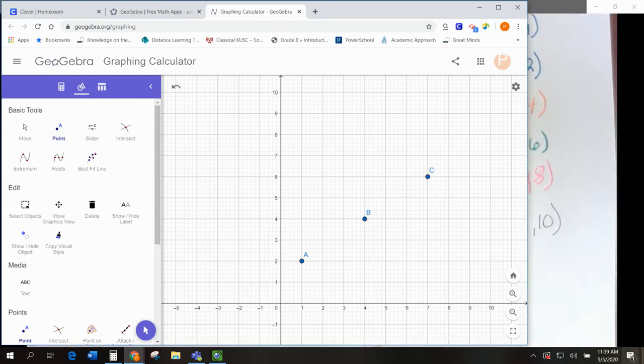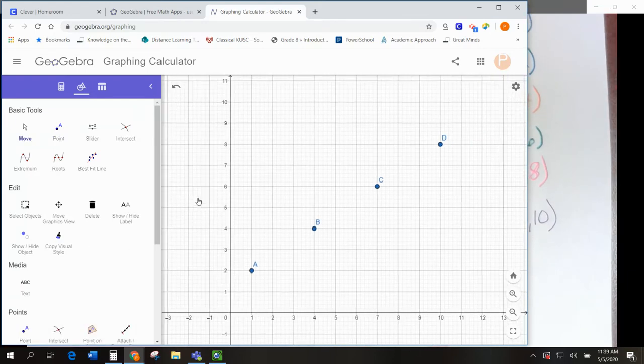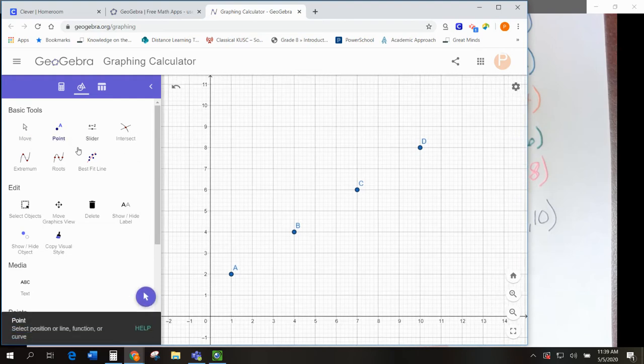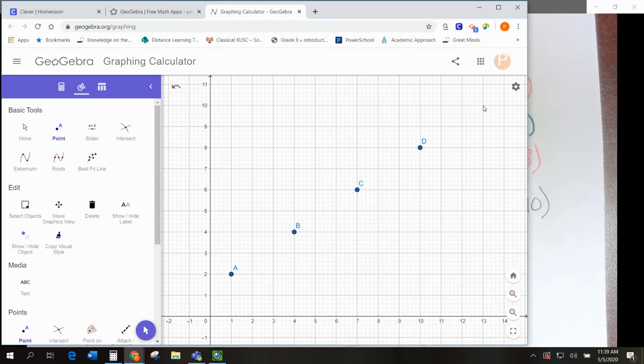10, 8. Be right there. Let me move this some more. And our last one is 13, 10. And as you can see, these are basically forming a straight line.